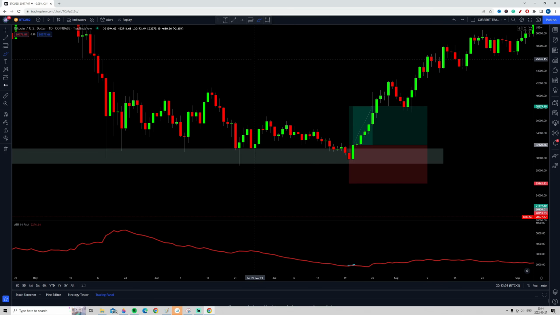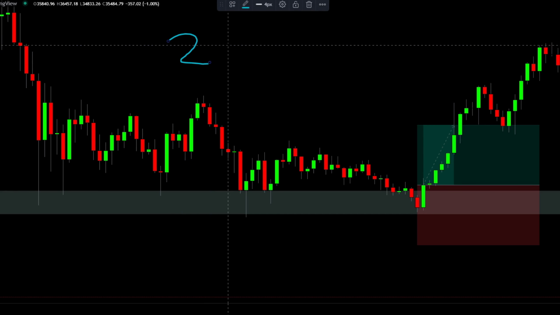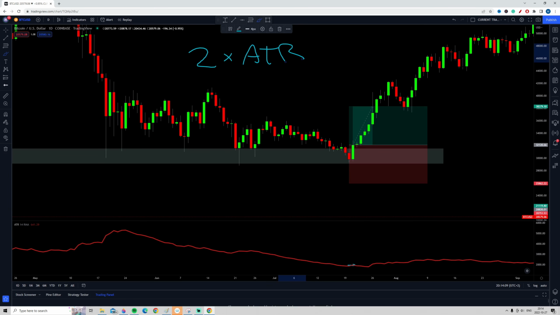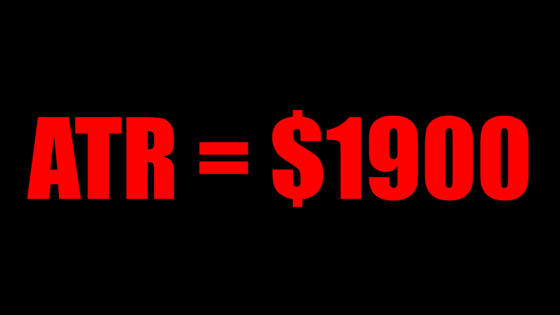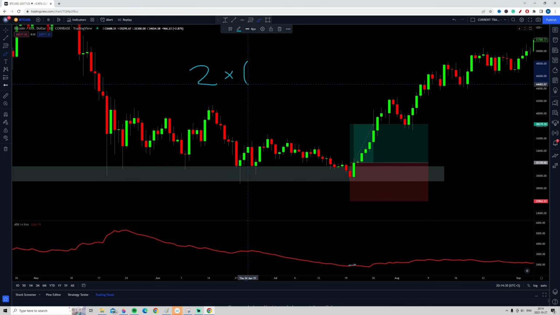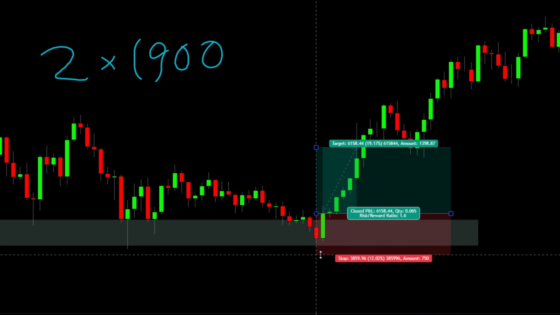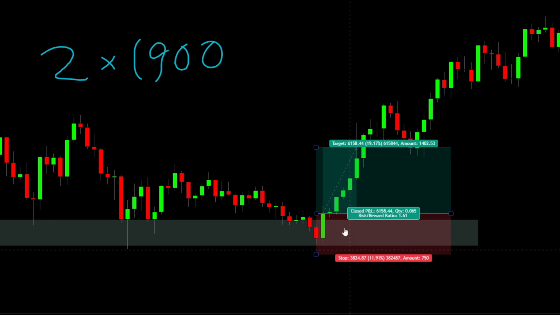But a common way to use the ATR is to place your stop loss at, for example, 2 times the ATR. It can be other numbers, for example 1 times the ATR or 3 times the ATR, depending on your trading strategy. But let's say we want to place our stop loss at 2 times the ATR. Remember that the ATR was 1,900, so we want to place our stop loss at 2 times 1,900, right? So we want our red area here to be around 3,800. So we set our stop loss right there.